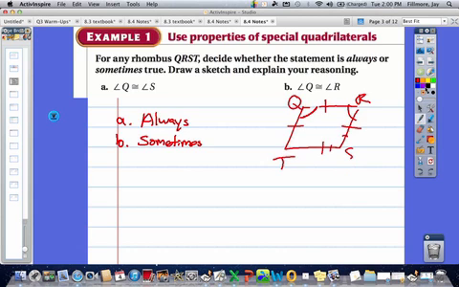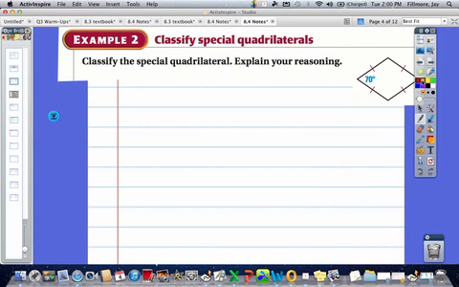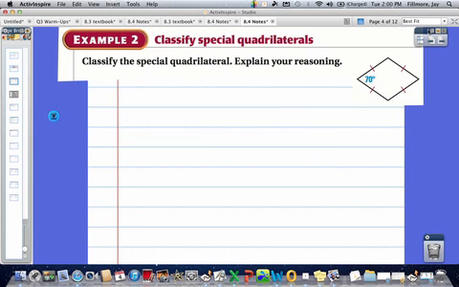Let's try something else. For this problem, classify the special quadrilateral. Explain your reasoning. Well, looking at the properties here, we have four congruent sides, which means it's a rhombus or possibly a square. But since there are no right angles, just a 70, and this would be 70, we have no right angles so far. We can't assume these are right angles, so this has to be a rhombus only.